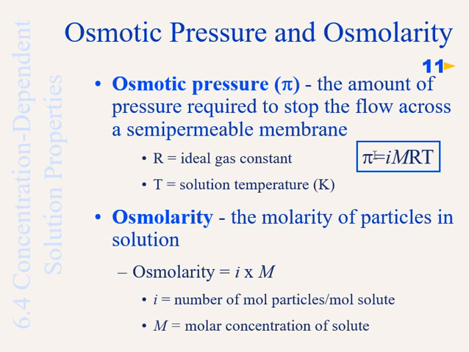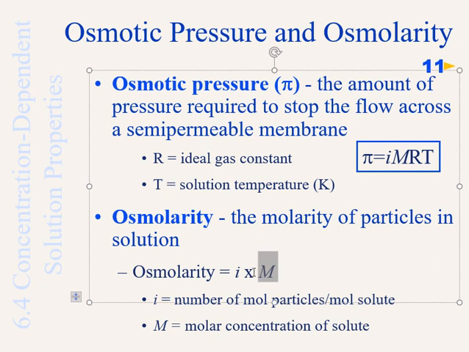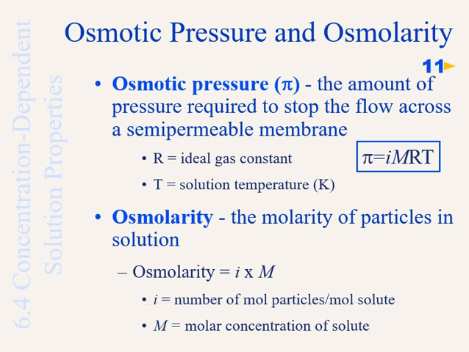It's a Greek letter. It can be calculated by taking the product of i times M times R times T. i times M stands for osmolarity. Osmolarity is the molarity of your solute times the number of particles of solute. For example, if the concentration of sodium chloride in a solution was 1 molar, then since each NaCl breaks up into two parts, Na+ and Cl-, the value for i would be 2, because that would be the number of moles of particles per mole of solute. And so 2 times 1 mole of solute would give you i equals 2. So i times M would be 2 molar.